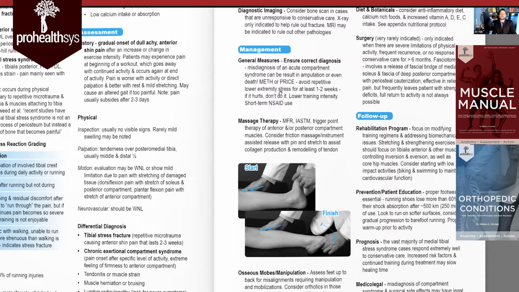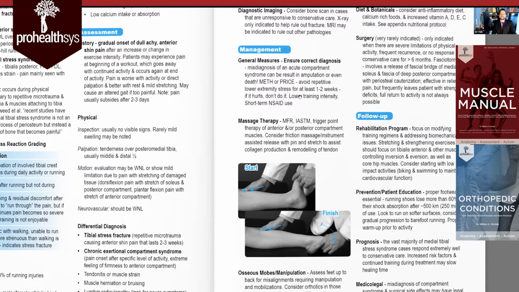Of course, our basic education, empowerment, and exercises to tolerance, of course, activity modification for at least 1 to 2 weeks to make sure that they can tolerate activity. If it hurts, don't do it, and make it that simple. Lower training intensity or switch activities from running and impact loads to biking or swimming, loads that are a little bit less that can still maintain cardiovascular function.